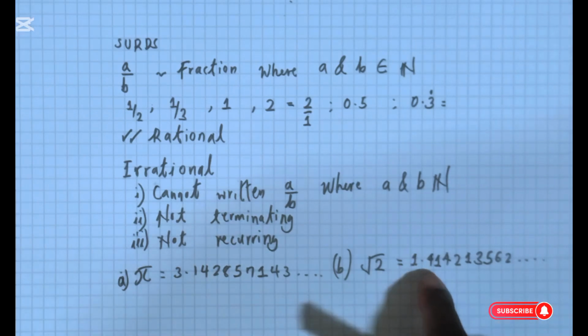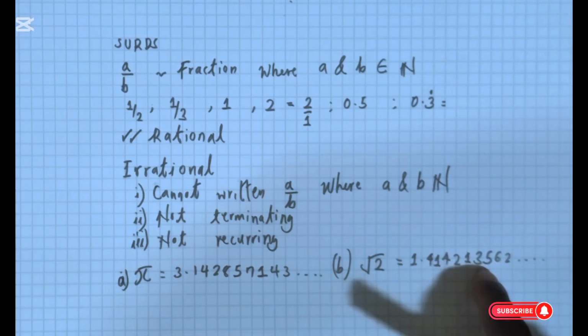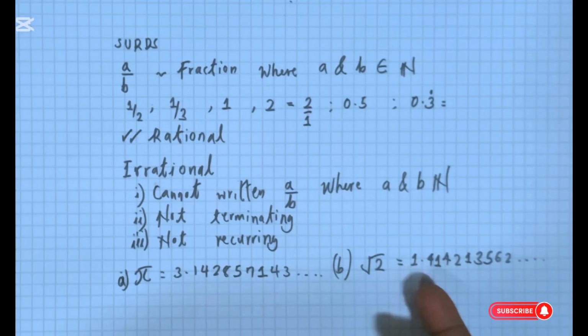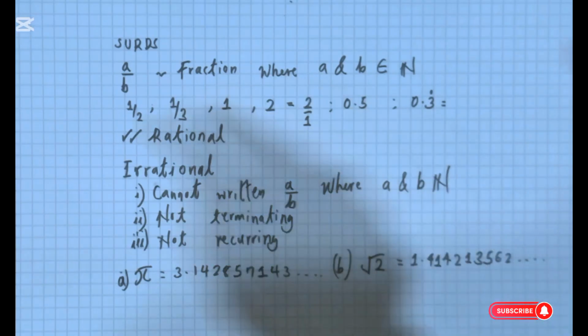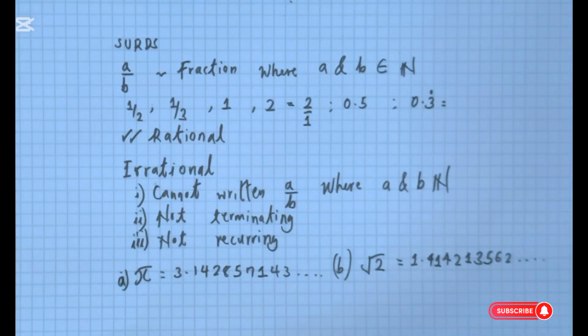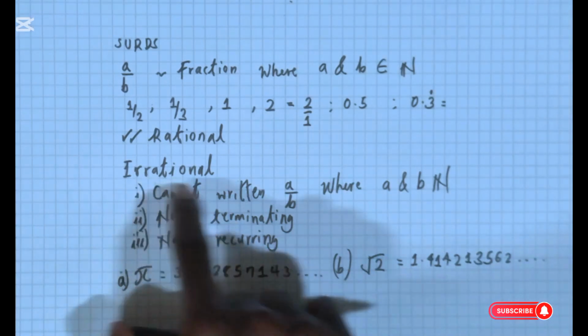It is 0.414213. Basically, there's no trend here. We cannot say that this number keeps repeating itself. If it were recurring, we could write it as a fraction. No, it's not recurring in any way. So basically that means that root 2 here is an irrational number.